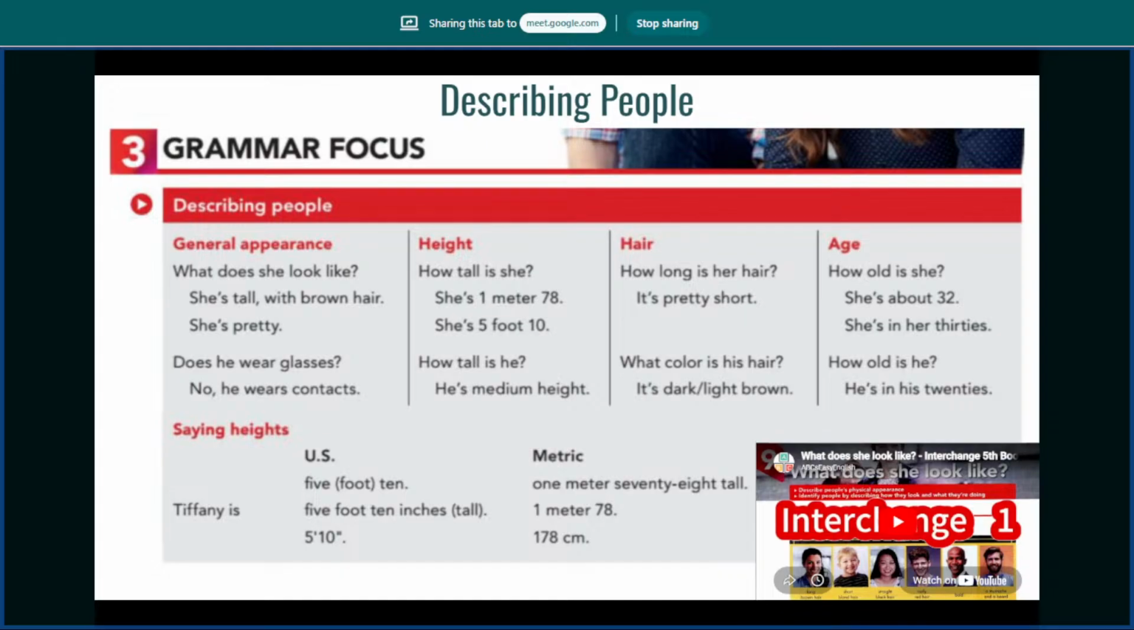Next, we can ask someone's age. How old is he or how old is she? We can say the exact age, or she's in her 30s, he's in his 20s, early 20s, late 20s.